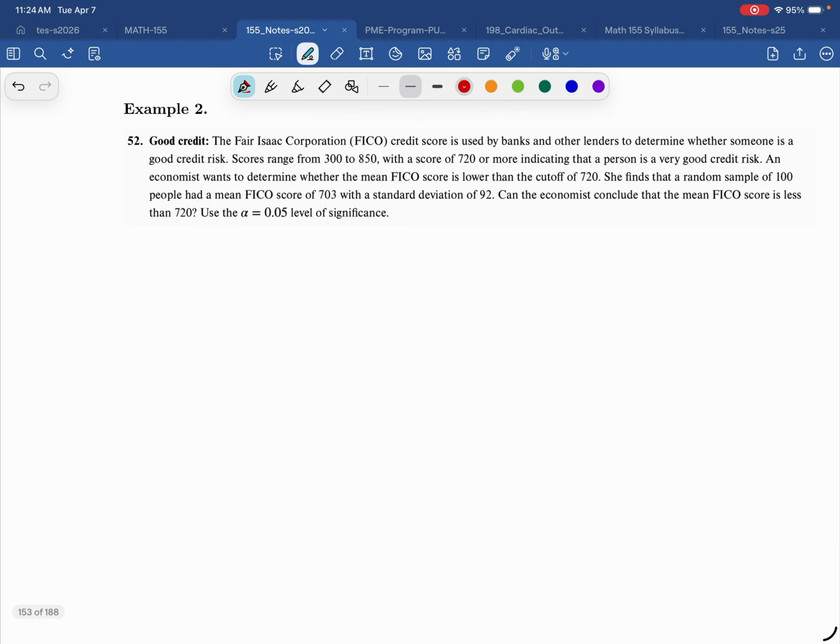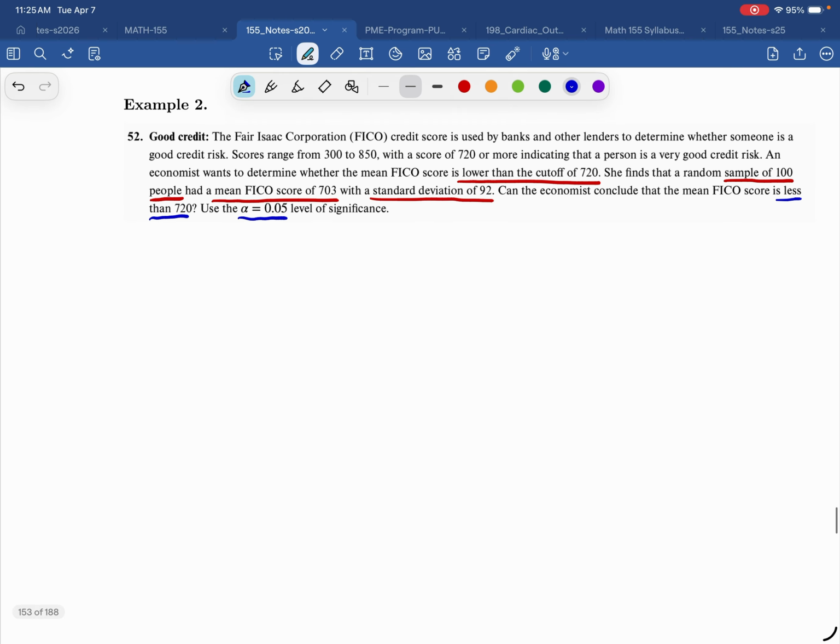So let's take a look at this. An economist wants to determine whether the mean is lower than the cutoff of 720, right? 720 being good. We sampled 100 people, and the mean score was 703, a little bit less. Standard deviation of 92. Again, unless it's clear that it's the population standard deviation, assume that it's the sample standard deviation. And again, they're just emphasizing, is this less than 720? And we've got that level of significance.